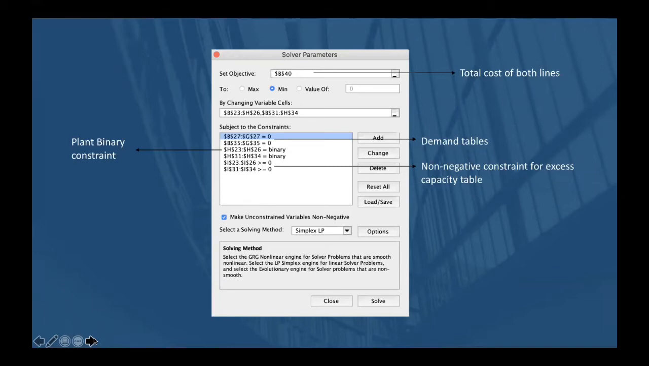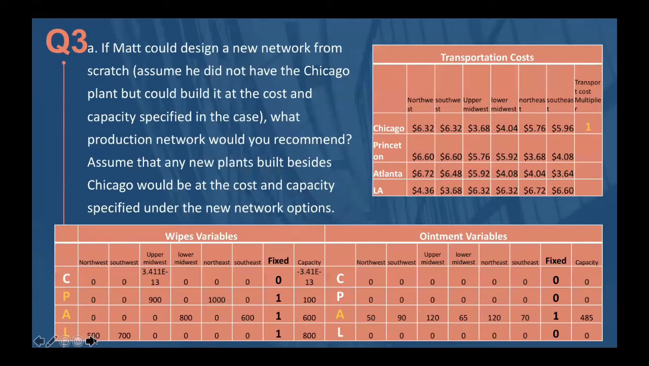Moving on, for the first case, we see that without Chicago, as you can see in the lower table in the fixed column, for wipes variables we need to make it from all the rest of the three: Princeton, Atlanta, and Los Angeles. For ointment variables, it's only from Atlanta. And if you look at the wipes variables table, it's applied to different places. This way, he can distribute his production, decentralize it into different places, and at the same time make his transportation costs lower because it's closer to the places.